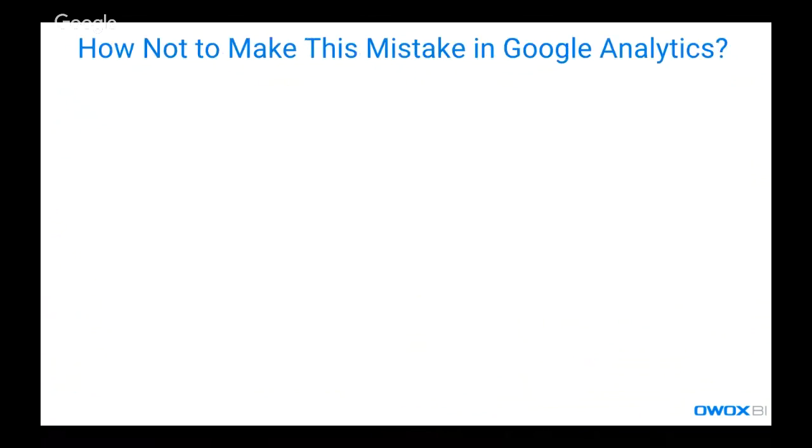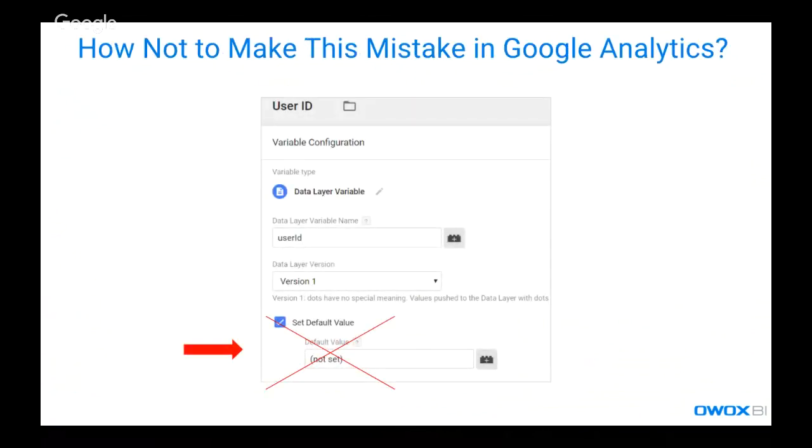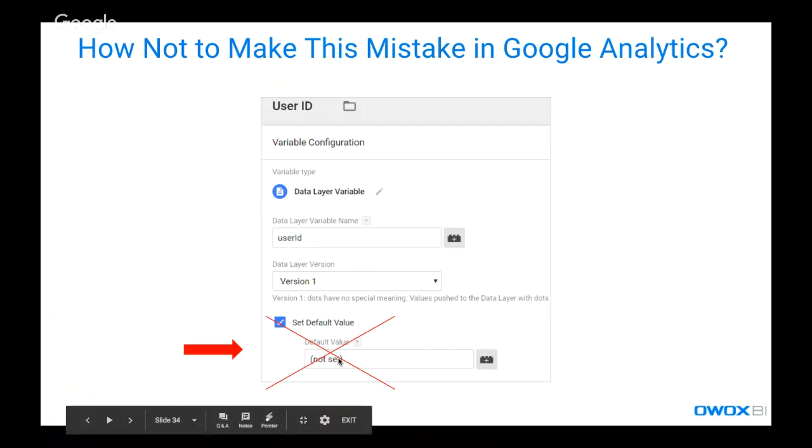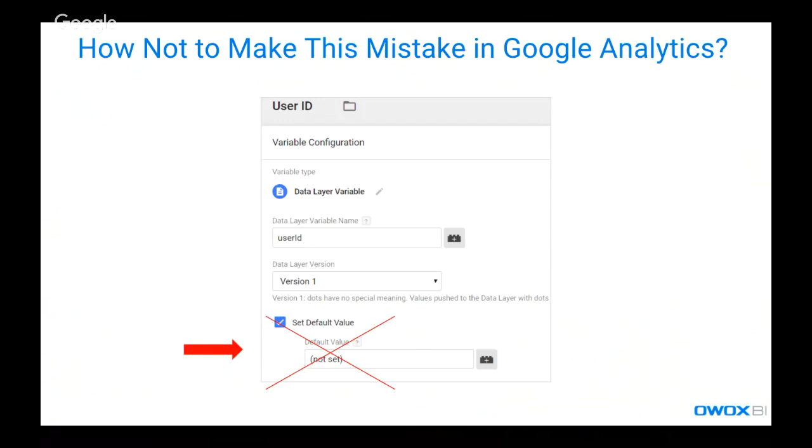How not to make this mistake? Make sure that when you set up Google Tag Manager for user ID, you don't set up a default value such as 'not set' or null or anything like that. If there is a user ID, it should be sent as a user ID, and if there is no user ID, it shouldn't be set as 'not set' or null or anything. It should just be absent in that case.